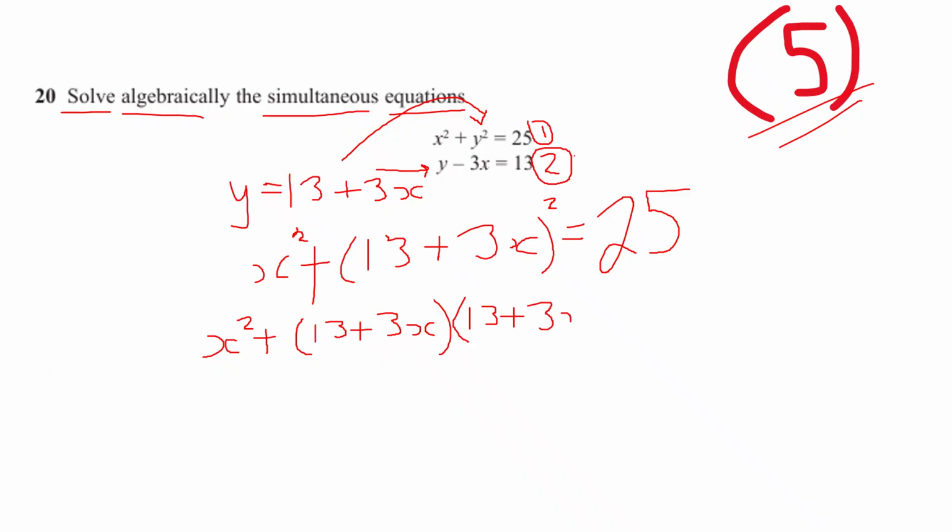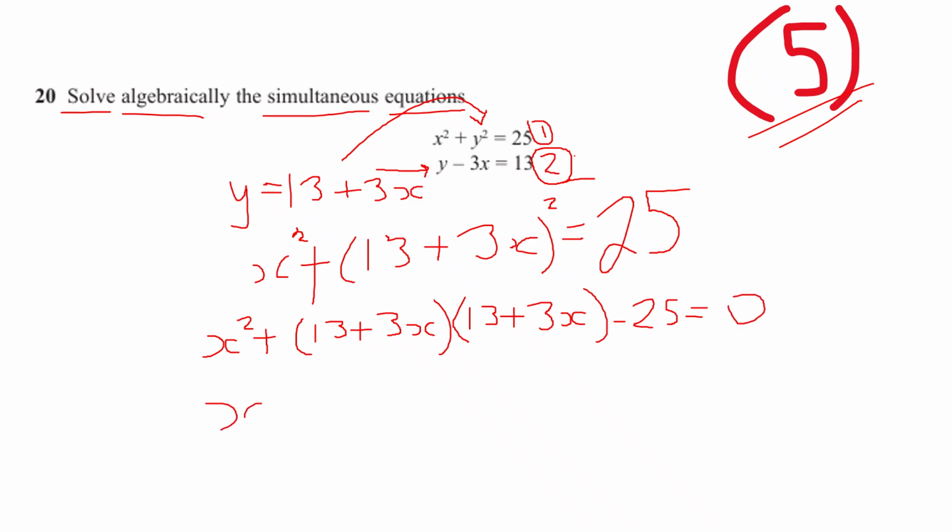And because it's going to be a quadratic, I'm going to close the brackets here, and then I'm going to bring this 25 over to the left-hand side. So I'm going to subtract 25, and then it's going to be equal to 0. I'm now going to expand and then collect my like terms.